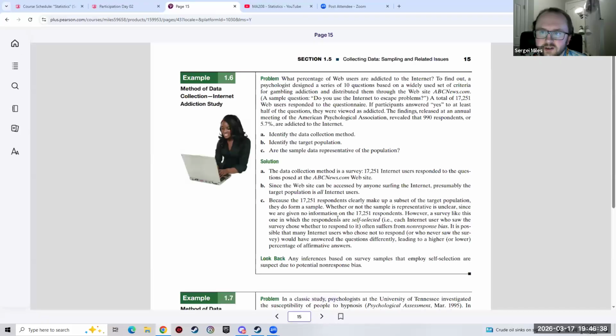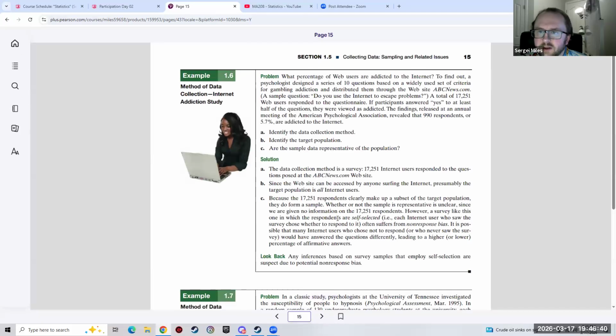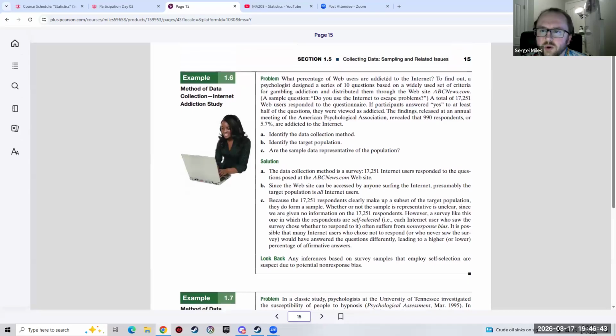All right. So we have this example here where we're talking about web users who are addicted to the internet. So to study this, psychologists designed a series of 10 questions. They're going to take a survey based on a widely used set of criteria for gambling addiction and distributed them through the website abcnews.com. All right. So a total of 17,251 web users respond to the questionnaire.